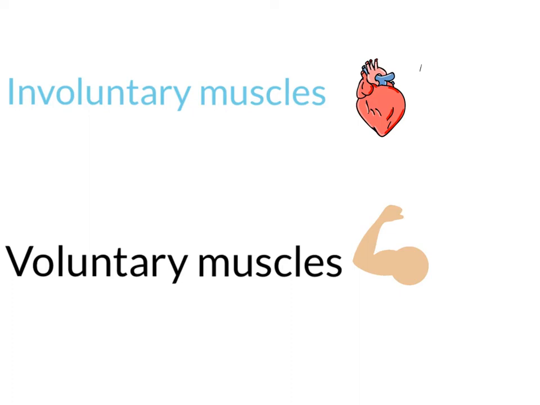So your heart is an involuntary muscle because you don't have any control over that. Your heart will keep pumping without you thinking or telling it to do its job. A voluntary muscle, for example, is your arm. If you want to lift your arm up, you've got to think about it and you've got to make your muscles do it in order to lift your arm.